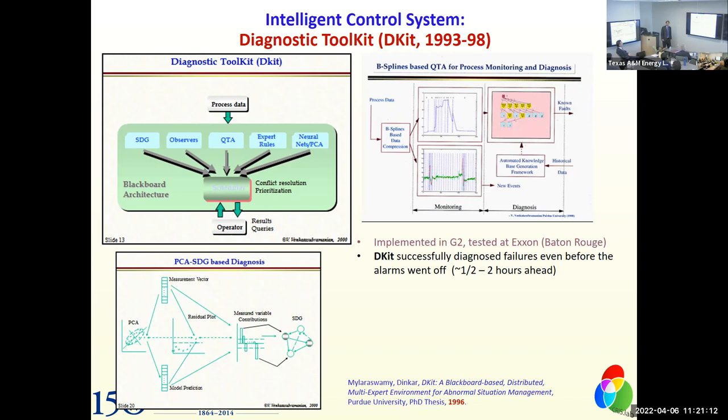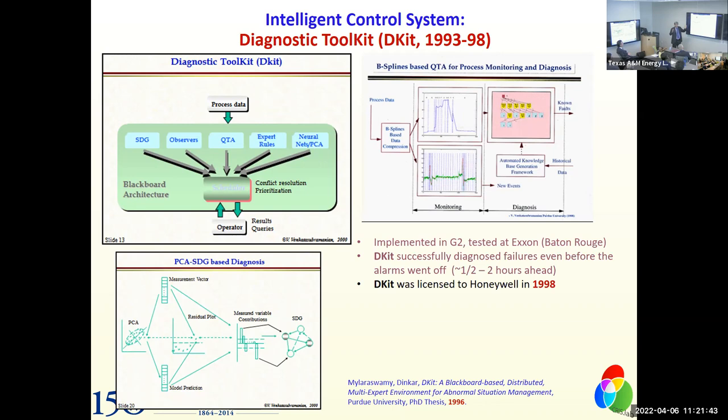Only after that, you alert the operator. But as the trend begins to deviate, DKIT was able to recognize that. And then typically, about half an hour to 2 hours before the alarms went off, it was able to inform the operator, look, there's something wrong. This is what is going on. These are your possible suspects, and these are your options.